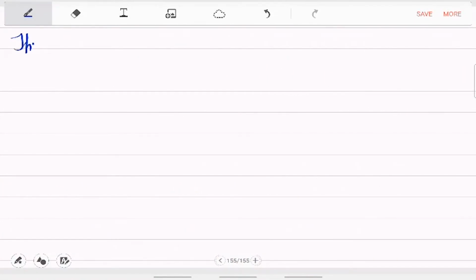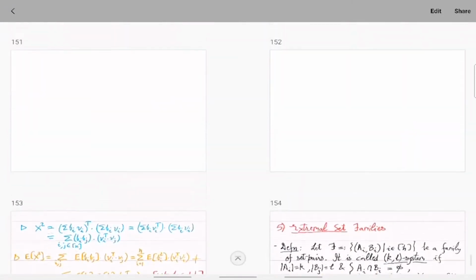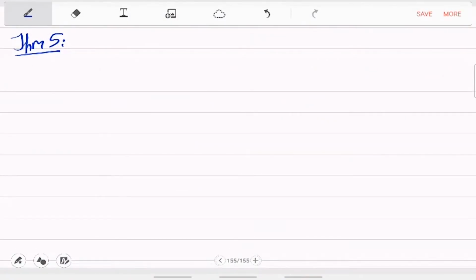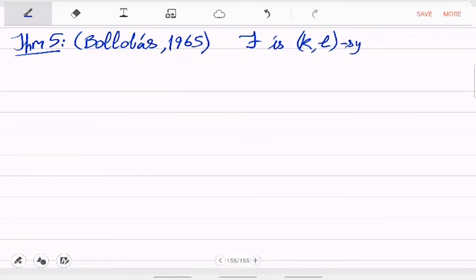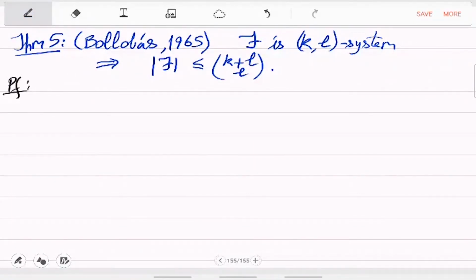What we will show is theorem 5. We have done till theorem 4. So, theorem 5 is due to Bollobás, saying that if F is a KL system, then the previous example is the best. That is, F is at most K plus L choose L. So any KL system of set pairs cannot have size more than what you just saw. K plus L choose K is the best. This upper bound seems stunning, but the proof is really simple by the probabilistic method.